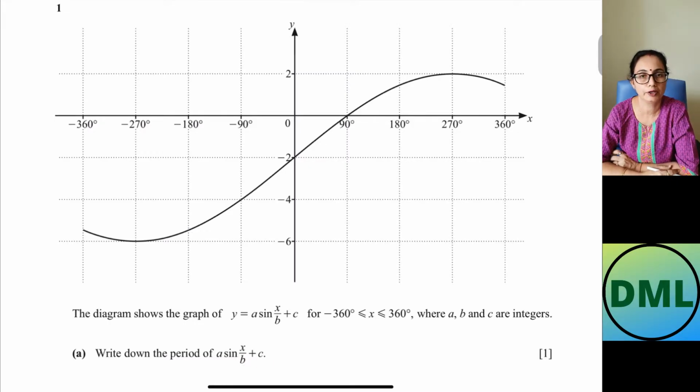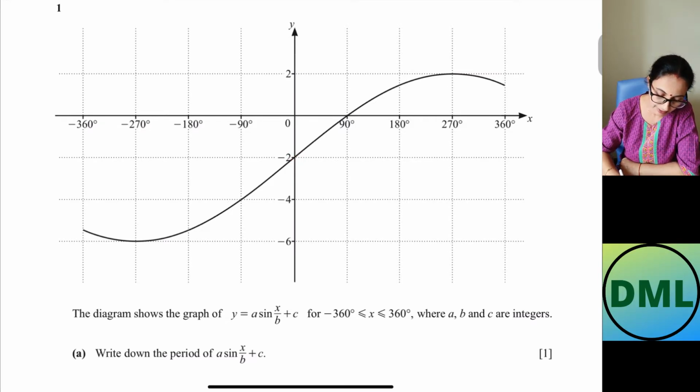First, I need to find out my period. That means in how many degrees does my one cycle complete. As we can see from here, our graph starts from here, minus 2. So my axis is at minus 2. What is my axis here? Axis is C. So my C value is minus 2.